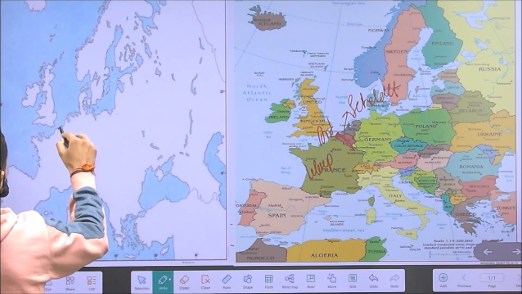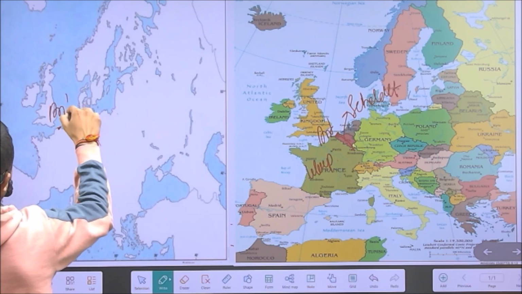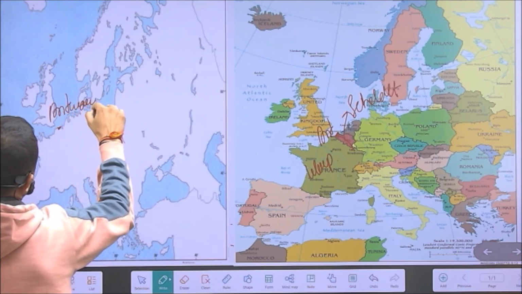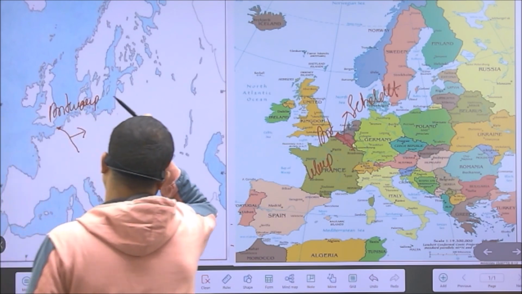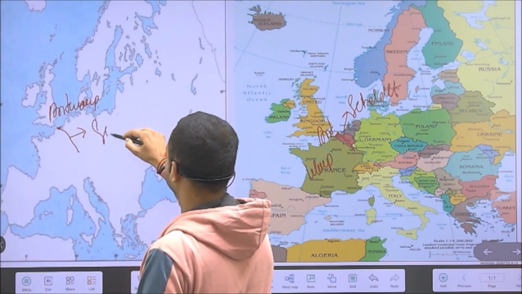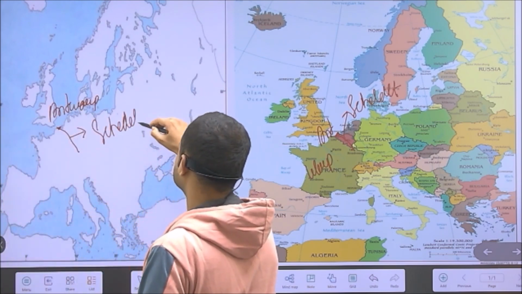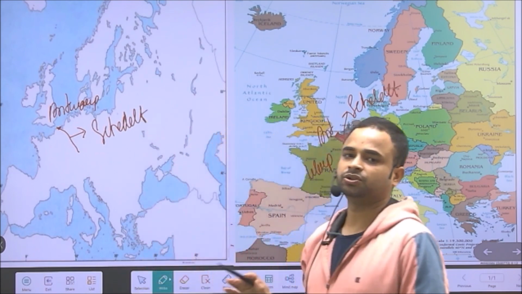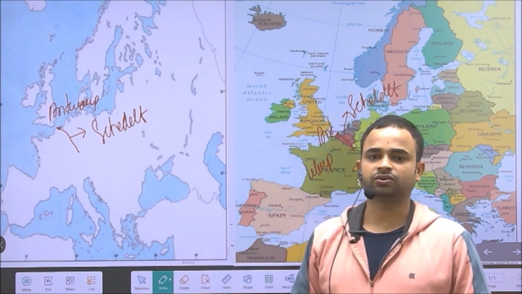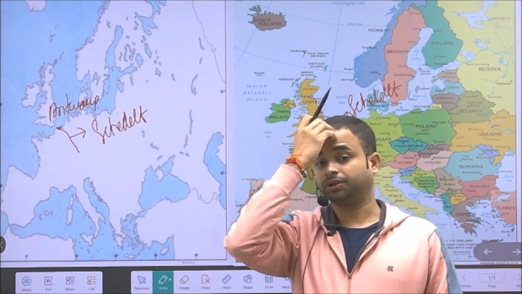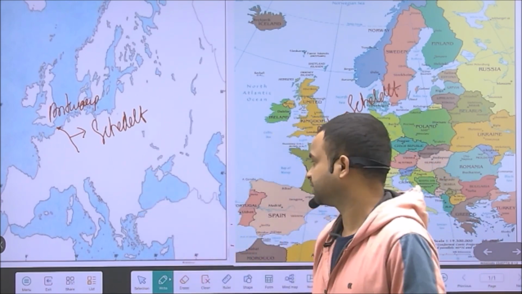Here Antwerp is situated. Antwerp is situated on the mouth of the Scheldt river. It may be possible you cannot find the Antwerp city and this river also. So that's why you can mark it on your atlas.